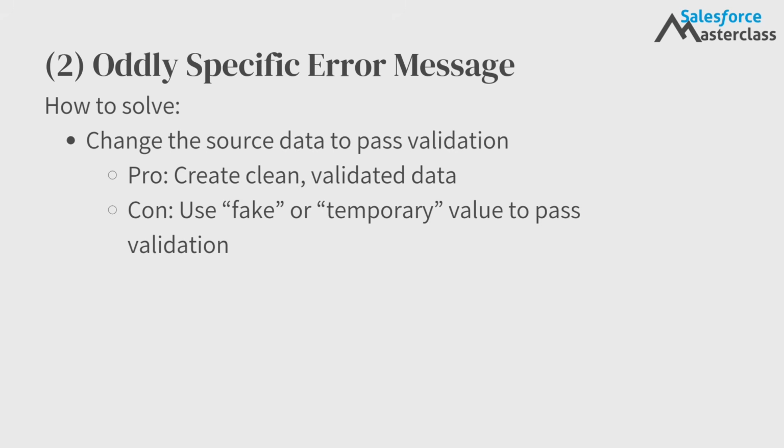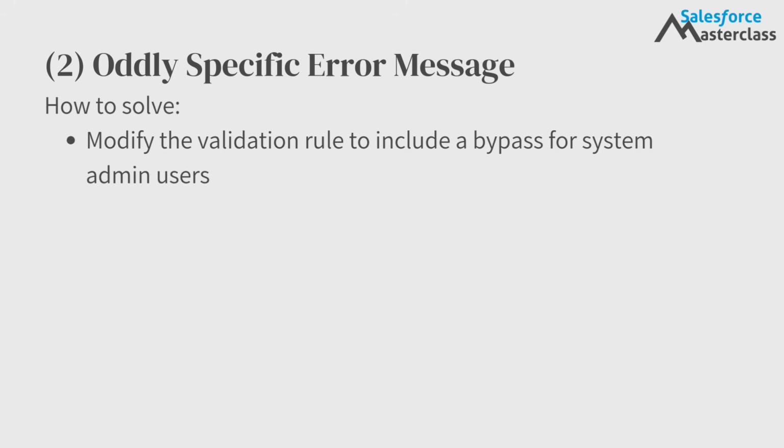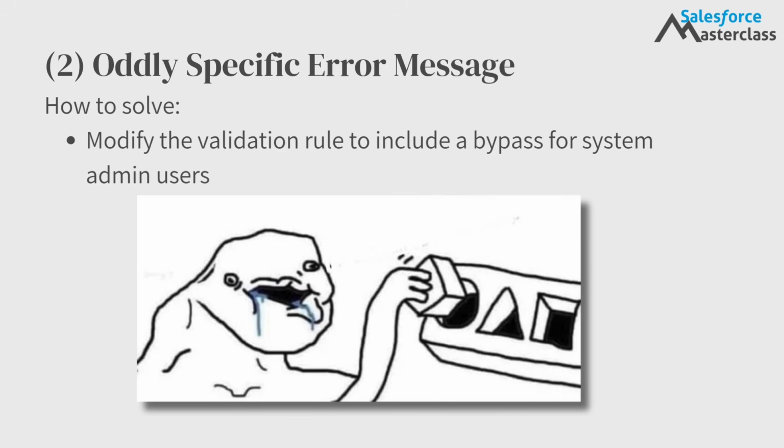Option 2 is to update the source data to include necessary values to pass validation. We love this because it means we're creating records that are clean and validated, unless you're being told to put in fake temporary values like www.website.com in the data just to meet the validation rules. The third option is modifying the validation rule to include bypass logic so you as an admin are not beholden to it when you're loading data. We as data loading experts love this because it makes our job fast and effective.